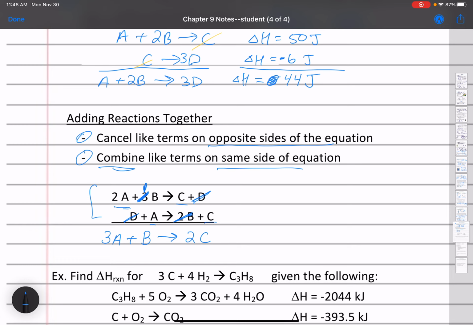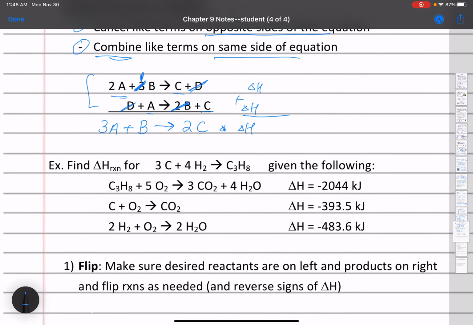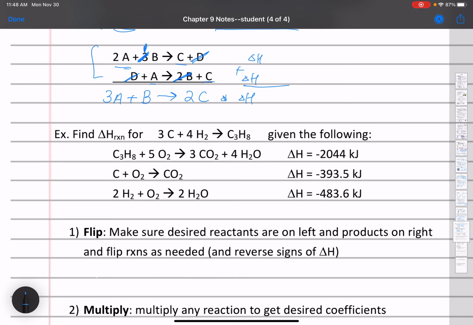Okay, and so if we had the heat of reaction for each of these, we could figure out the heat of reaction for this equation by just adding those two together. So those are the three different rules for manipulating the heat of reaction. We can do that to find the heat of reaction of an equation given some other equations and their heats of reaction. So here's an example problem.